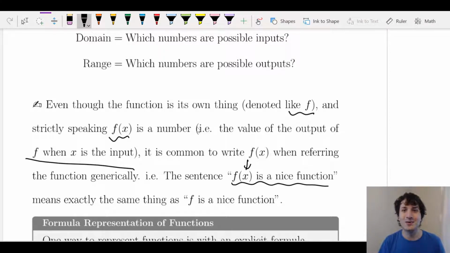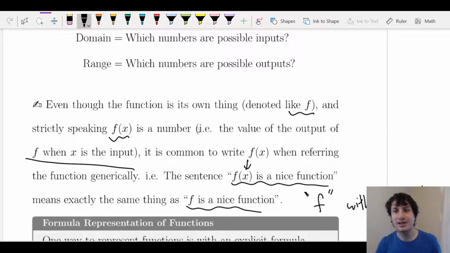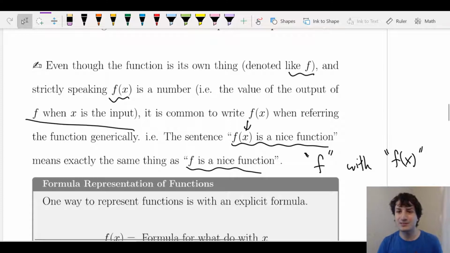Something's gone wrong. But people often write this down, and it means exactly the same thing as saying f is a nice function. So people often interchange f with f of x, right? So f is the actual function. F of x is technically the function at some point x, but people mix these up all the time. So just be on the lookout for that. That will happen all the time.